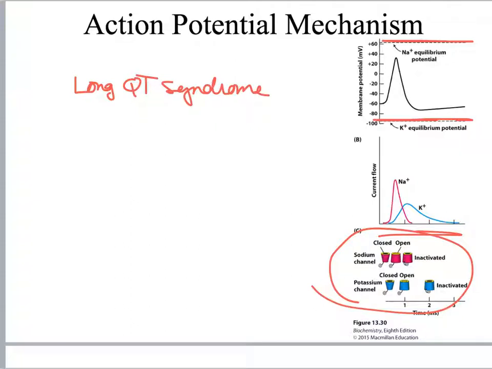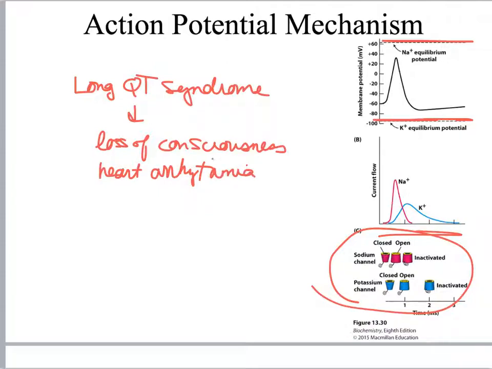And in long QT syndrome, the recovery of an action potential is going to be delayed. And when we delay the recovery of that potential, you end up with a loss of consciousness, you can also have heart arrhythmia, you can even have sudden death that results. So controlling and regulating these channels is very important. Functioning channels are very important in life.